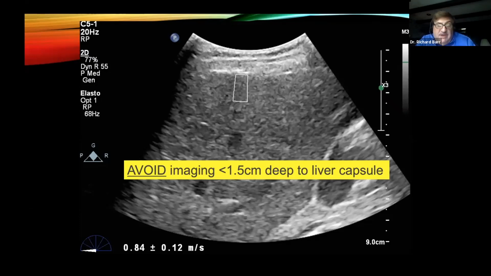Occasionally, if you have a patient with a very steatotic liver or very high BMI or a lot of subcutaneous fat and the liver is somewhat deep, in 2D you can move that box up towards the liver capsule and hope that you have very little reverberation artifact. That will give you a little bit better value to calculate the estimate of the shear wave speed in those difficult patients.